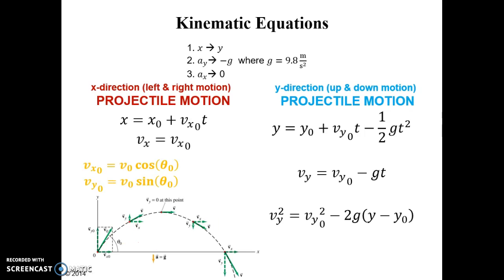Last set of equations you'll need for projectile motion is the velocity components in the x and y direction. With a given launch angle and velocity, you can find its components through trigonometry, because remember, components form right triangles.